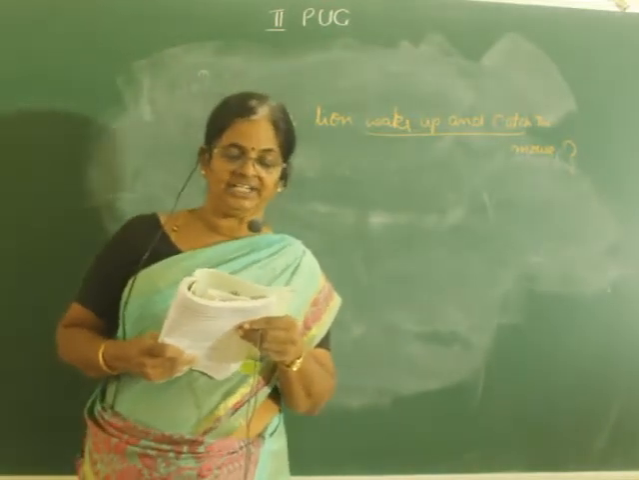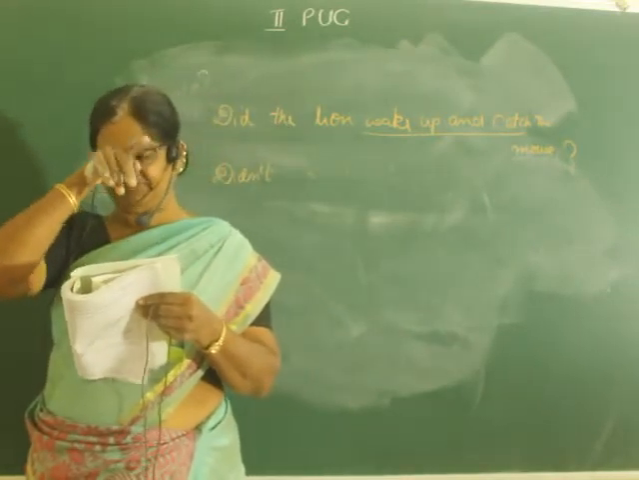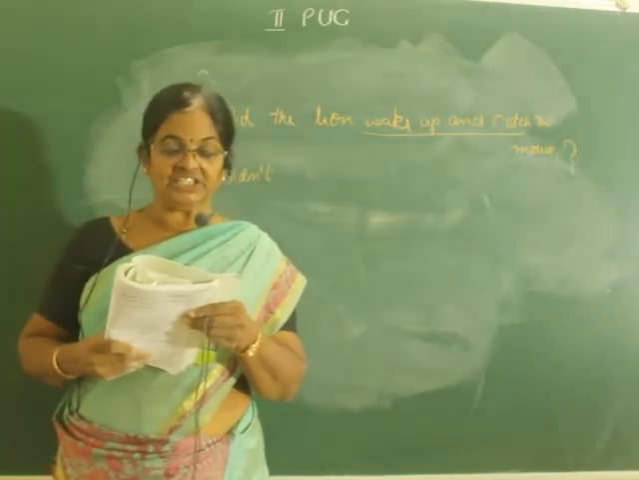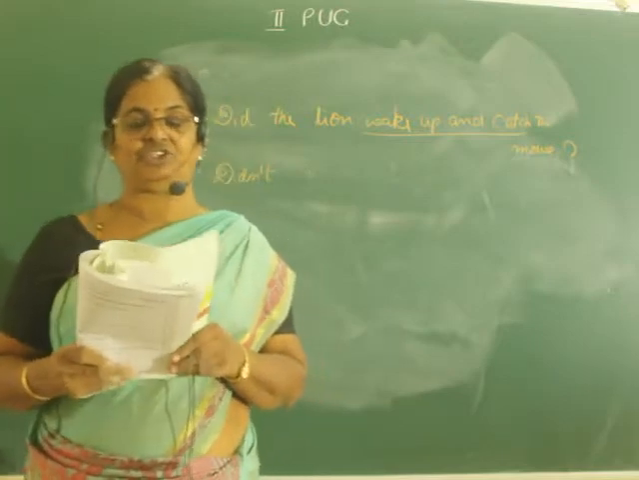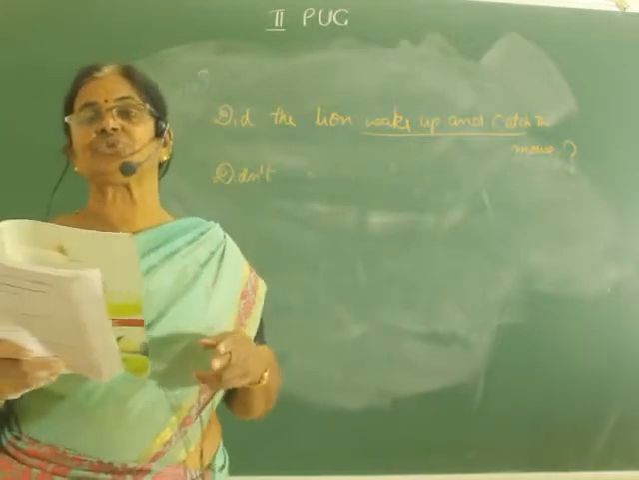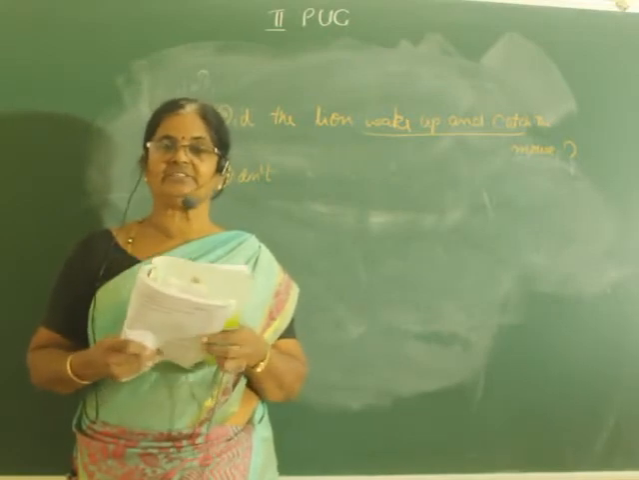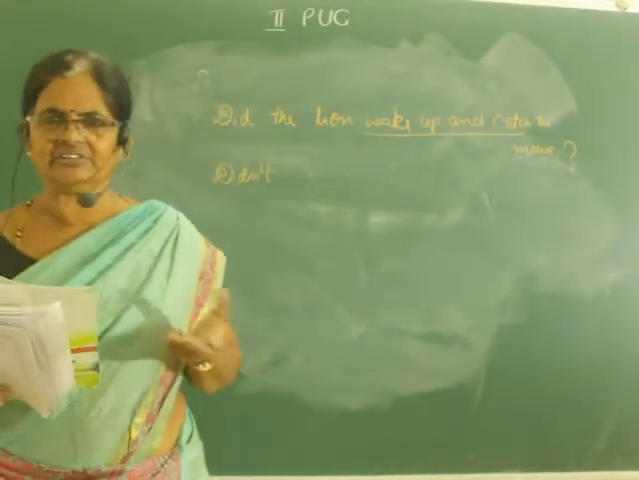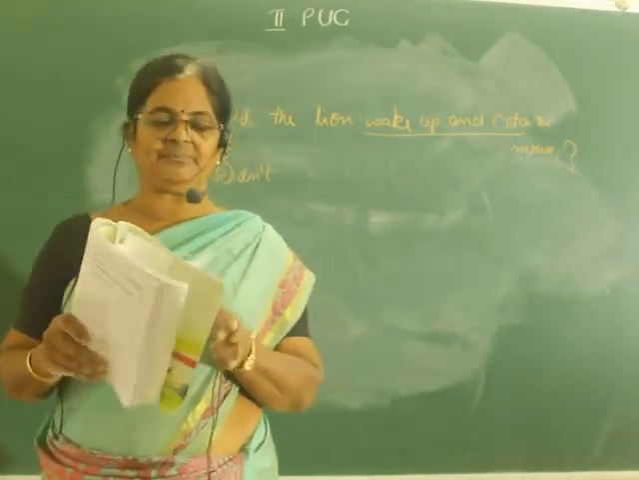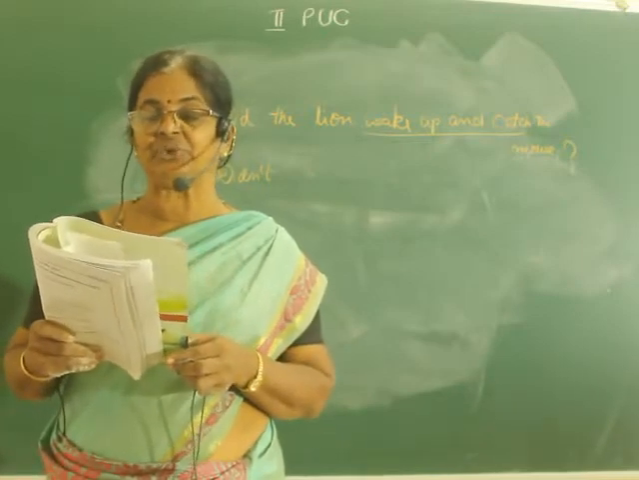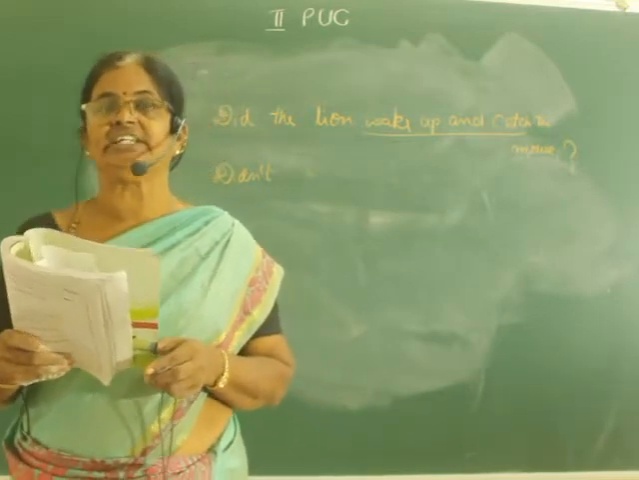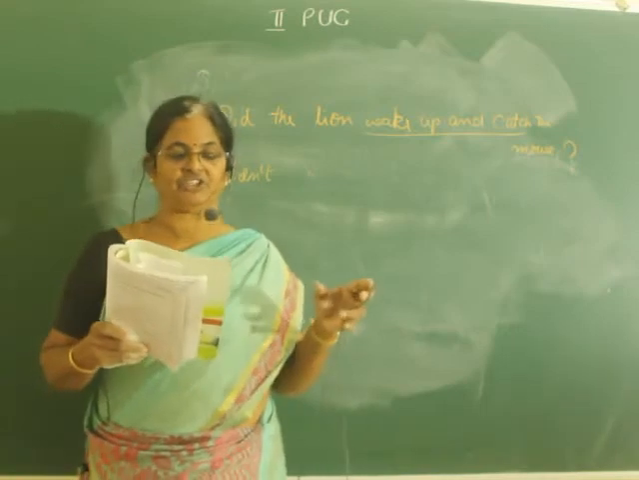She learned to read and write French. Did she learn to read and write French? Here, "to" is there, so the present form only. Didn't she learn to read and write French?